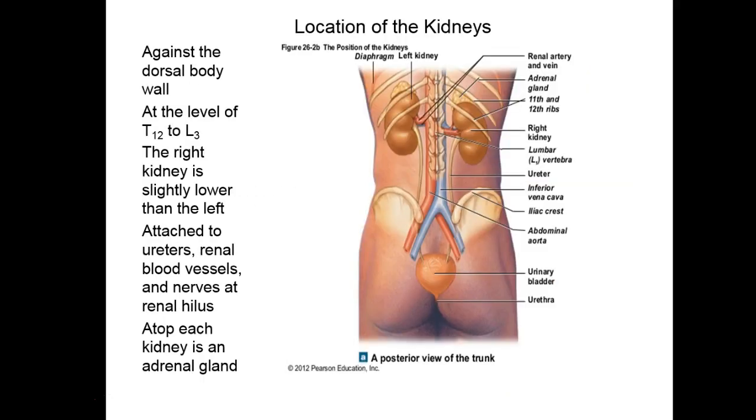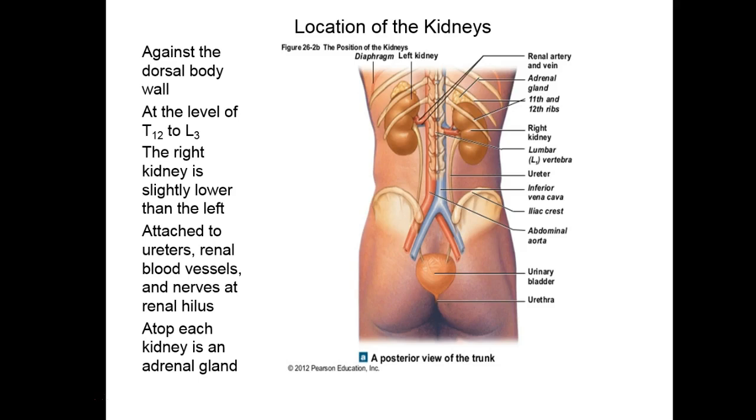The kidneys are located on the posterior aspect of the body, so the dorsal wall. They're about at the level of your ribs, so T12 to L3. The right kidney is slightly lower than the left. It's attached to the ureters, renal blood vessels, and nerves at the hilus. The hilus is the indentation. Sometimes the hilus is the portion on the kidney, sometimes it's also known as the renal pelvis.